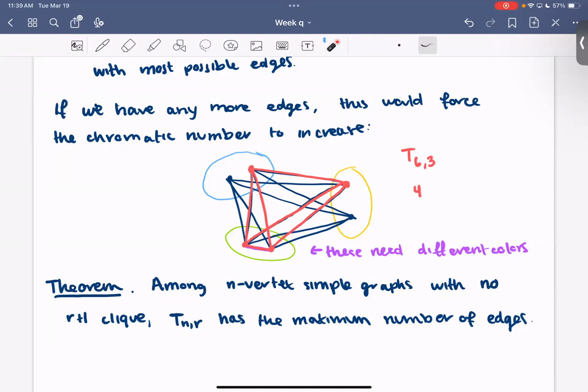Okay, so there was another statement that I thought was kind of interesting about k-critical graphs.